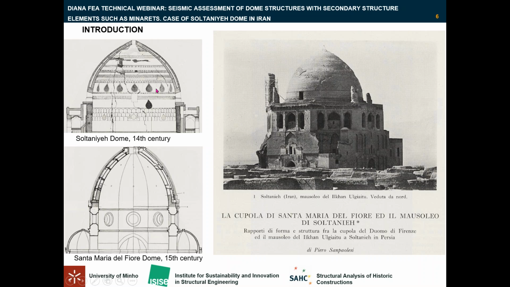The Dome of Santa Maria del Fiore in Florence is the most similar example to the Dome of Soltaniyeh, built 1 century later. Professor Piero Sampaolesi, in his book, suggests that the Dome of Santa Maria del Fiore, with its use of double shell structure, may have been inspired by the Dome of Soltaniyeh. You can refer to this book to know more about the similarities between these two.